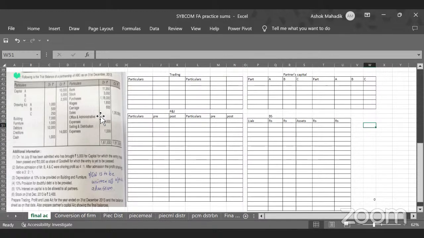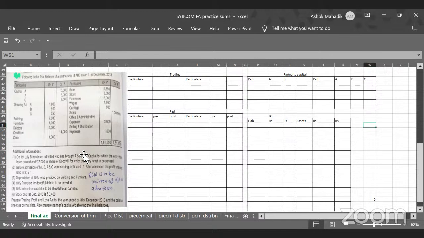Now second half of your trial balance. Bank balance, stock will go to asset side. Rather stock is opening stock, so it will go in trading account. Then purchase, trading account; wages, trading account; carriage, trading account; sales, trading account credit side; office admin expenses, P&L account; selling distribution expenses, P&L account. Okay. Now let us read the additional information.